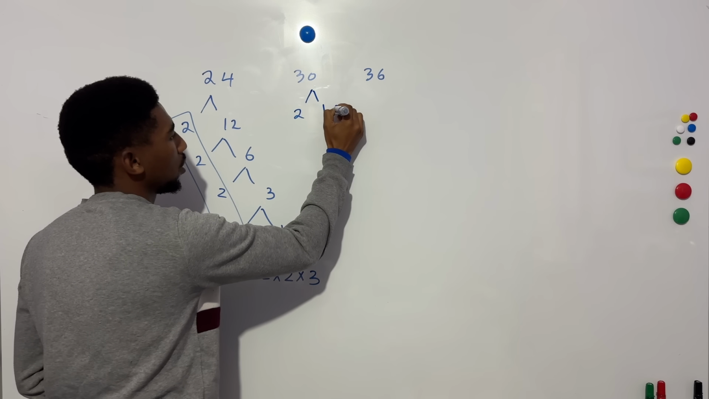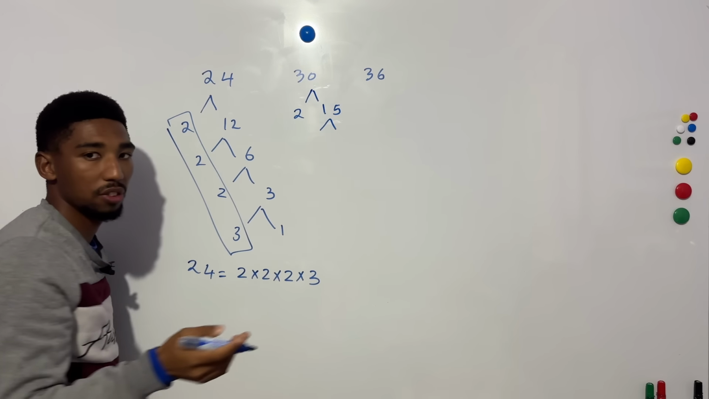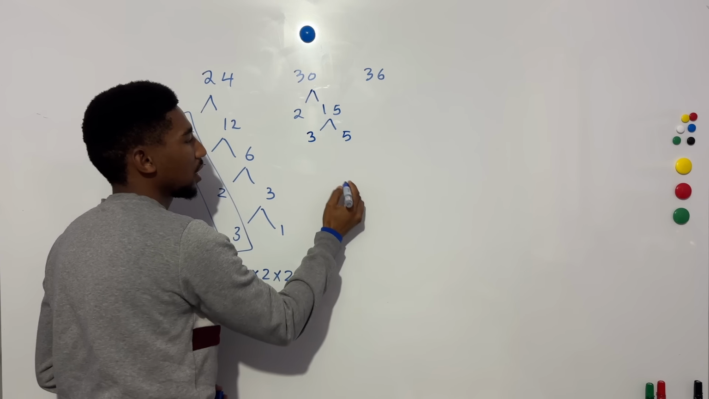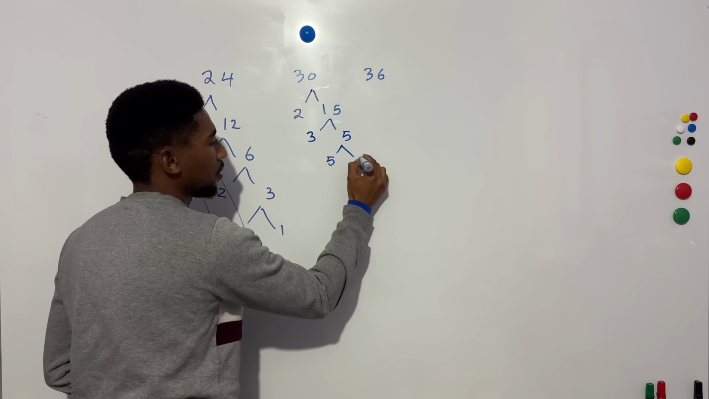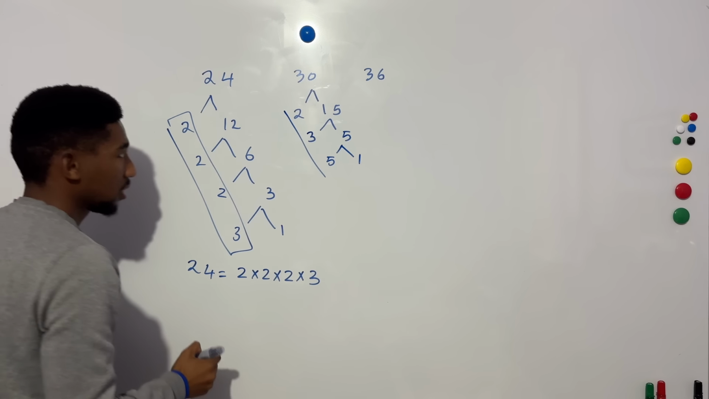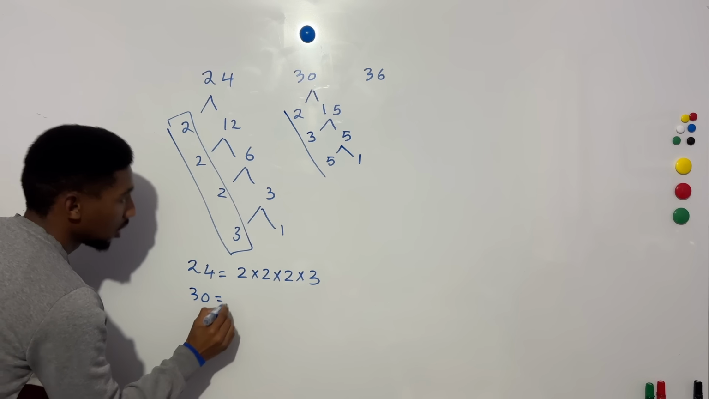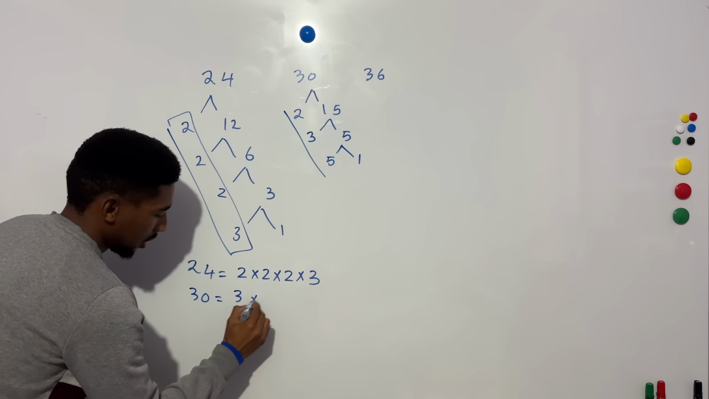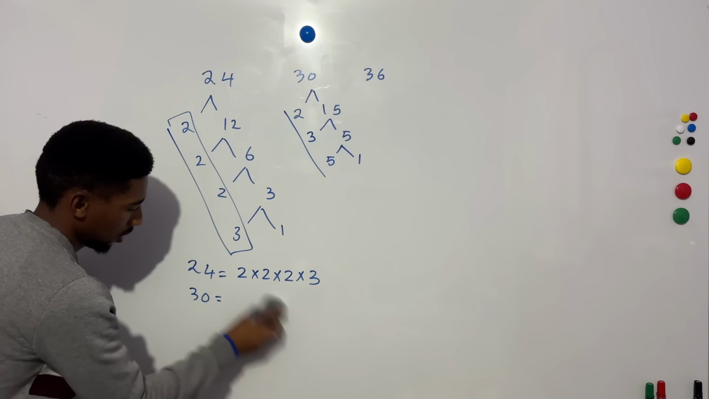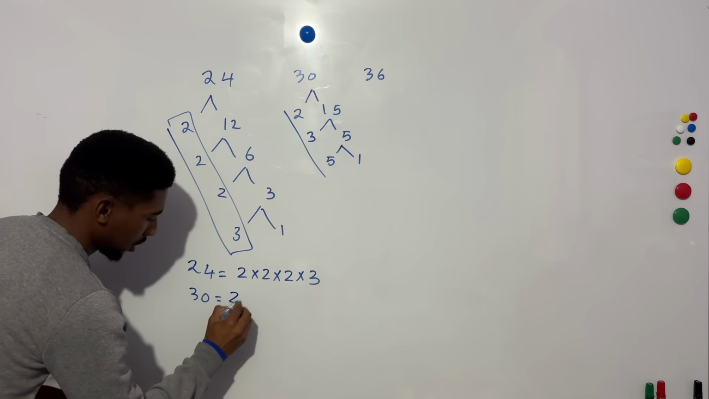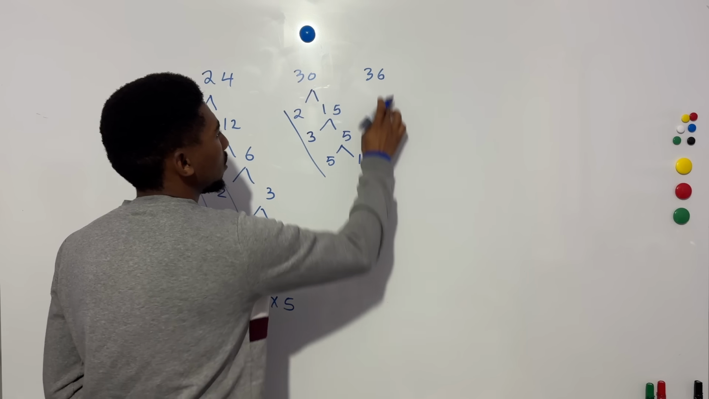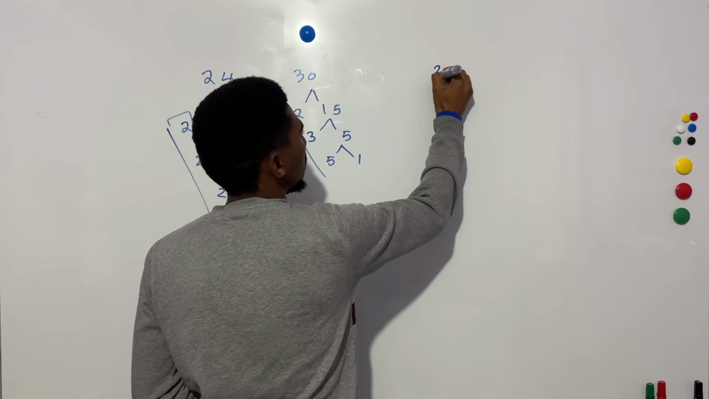We have 2, 15. We cannot divide 15 by 2, so we're going to try 3. We divide 15 by 3, we get 5. And then we can only divide 5 by 5. And then we have again our prime factors. So 30 is equal to 2 times 3 times 5. Right, and then for 36, just do that over here.